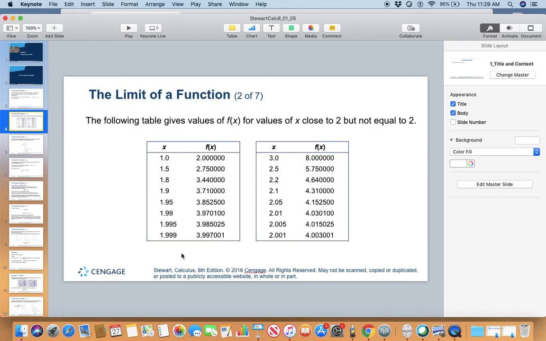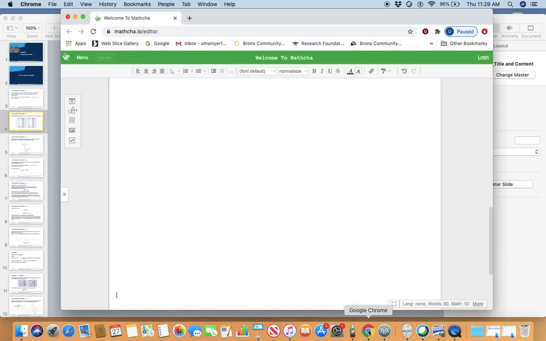Here is a table. So you see x values, they have used 1.0, 1.5, 1.8, 1.9. Notice they are getting closer to 2, but they are not equal to 2. Likewise, here is 3, 2.5, 2.2, 2.1, 2.05, so on. It's getting closer to 2, but it is not equal to 2. All right. If you want to draw a picture, here is a good option.